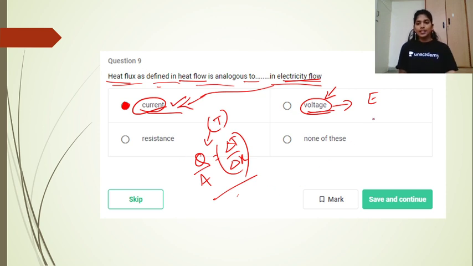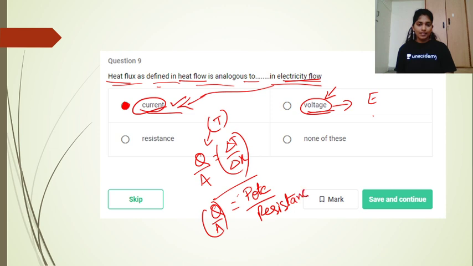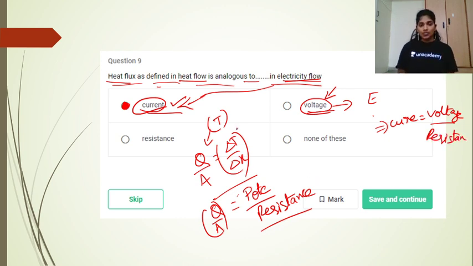Voltage is equal to current into resistance. I agree with that. So here, what is heat flow? Heat flow is equal to potential difference by resistance. I mean, flux is equal to potential by resistance. Right? So now current will be equal to voltage by resistance. So if in heat transfer they ask what is analogous to temperature difference, then you can say that it is analogous to voltage. So is that clear now?